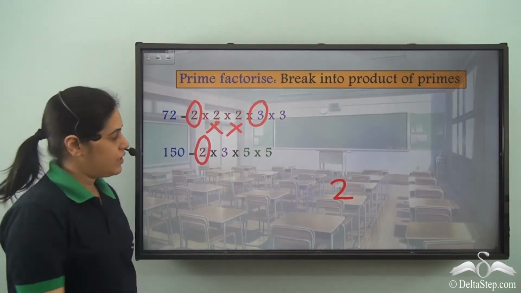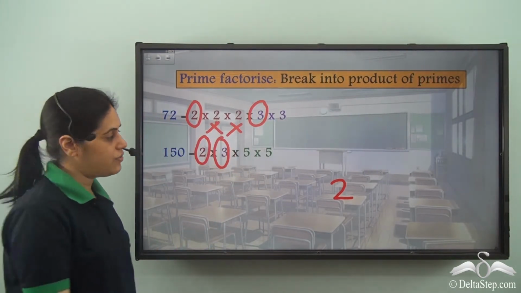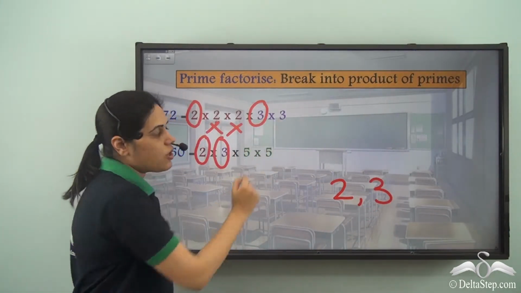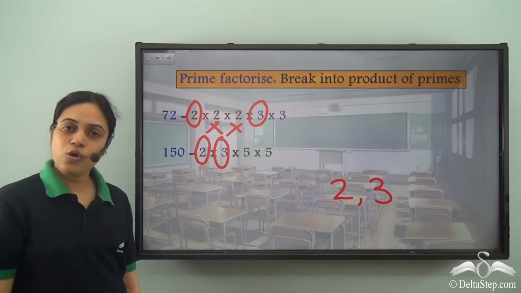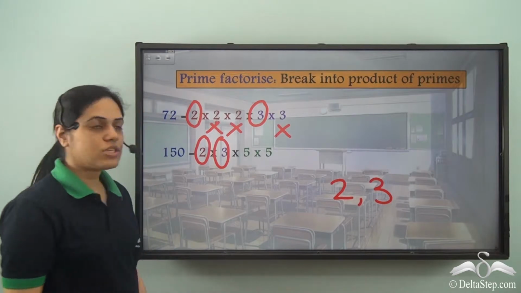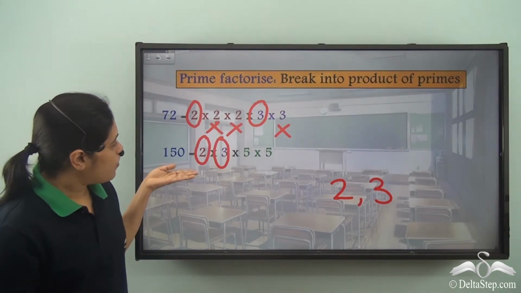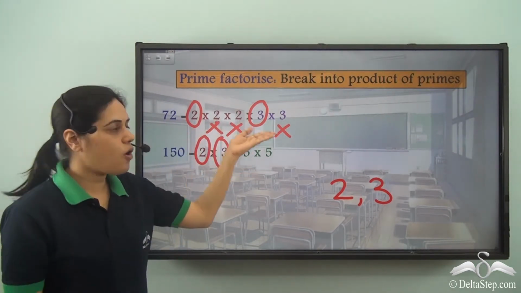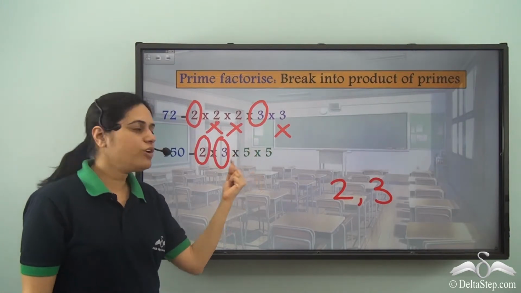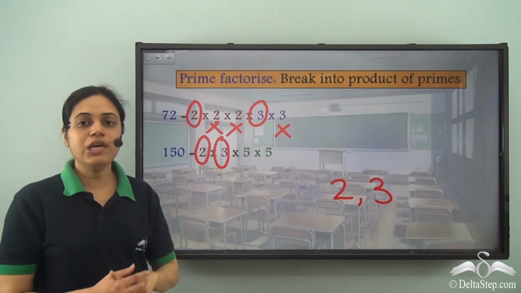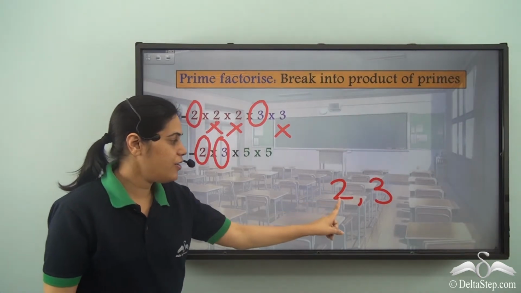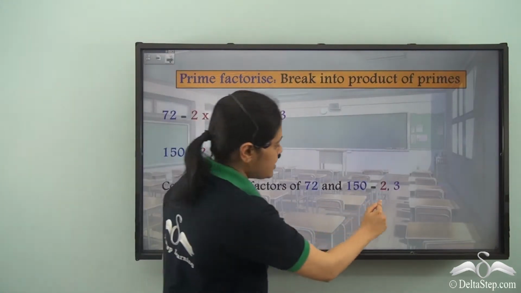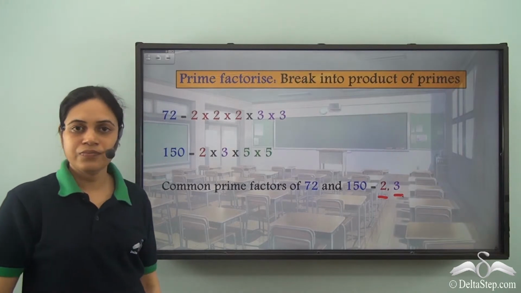72 has a 3, and I have a 3 in 150 as well. So 3 is another common prime factor. 72 has another 3, but there is no more 3 in 150, so this is not considered. Now what is left? There are two 5s in 150, but we have already covered all the prime factors of 72, so I don't need to check for these. So the only common prime factors of 72 and 150 are 2 and 3.